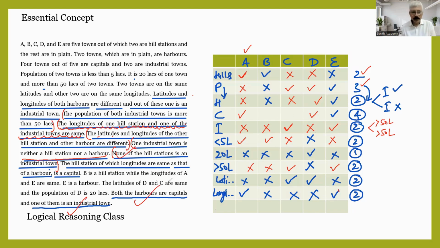Now look here. It was given that B is a hill station by the law. The latitude of D and C are same. B is the longitude of A and C. B is a hill station. Longitude of A and C is a harbor. Here's the slide: the hill station whose longitude is the same as that of a harbor is a capital. Is capital this only A, whose latitude is same with E, not this. So now 4 capitals, so take it.